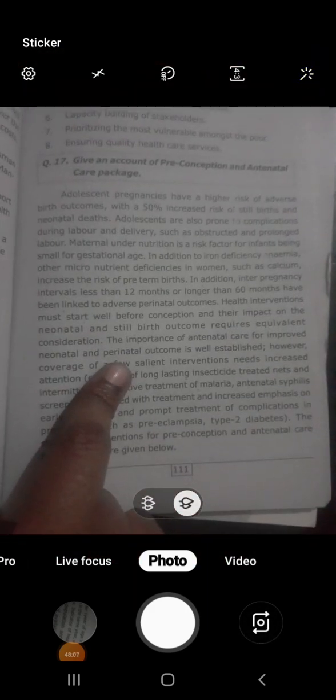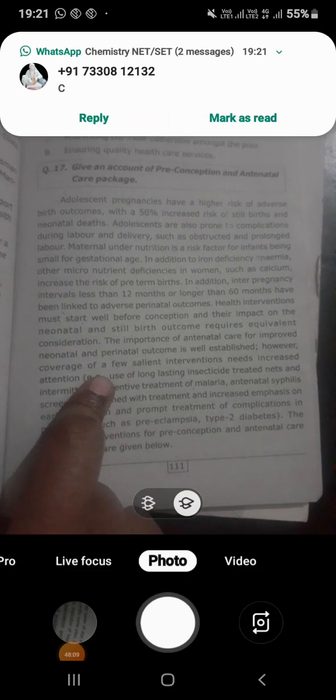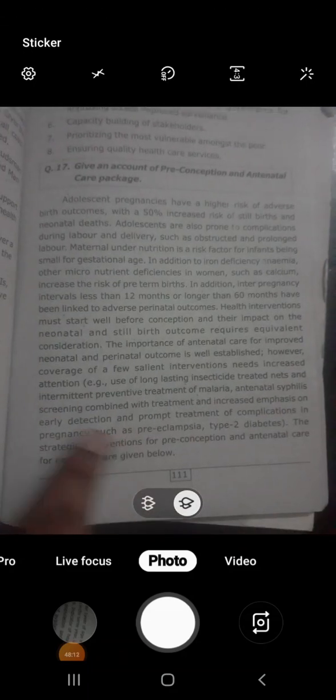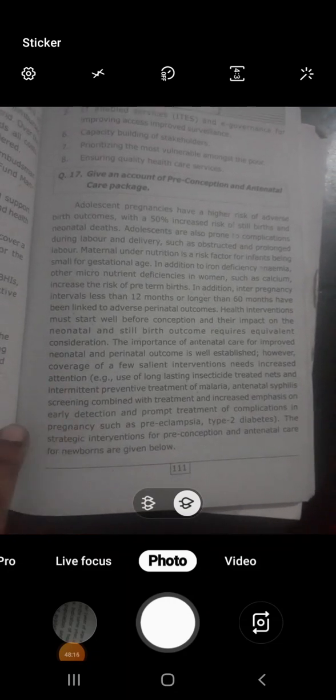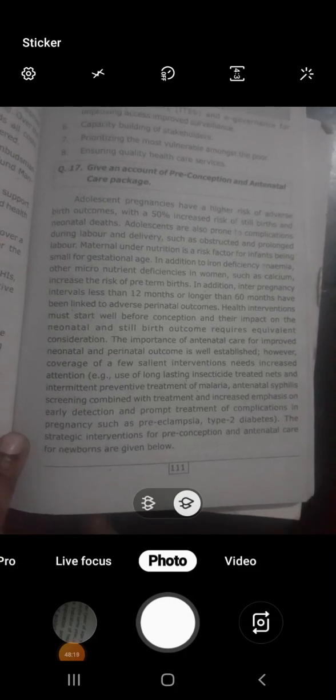And coming to the importance of this, there are a few key points: prevention and treatment of malaria, syphilis, which is one of the sexually transmitted diseases, and its treatment, with increased emphasis on detection and prompt treatment of complications. These are the pre-conception diseases, for newborns. These are some of the diseases we are going to have. Family and community outreach, sub-centers and health facilities we are going to have here.